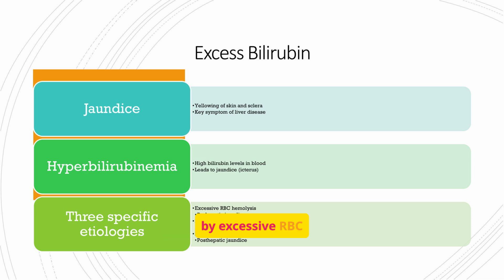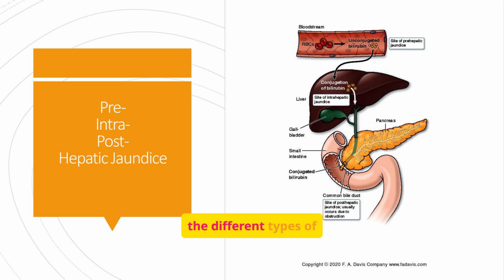This can be caused by excessive RBC hemolysis, hepatocellular injury, or bile duct obstruction. This diagram explains the different types of jaundice: prehepatic, intrahepatic, and posthepatic. Prehepatic jaundice is caused by excessive RBC breakdown. Intrahepatic jaundice is due to liver damage, and posthepatic jaundice is caused by bile duct obstruction.